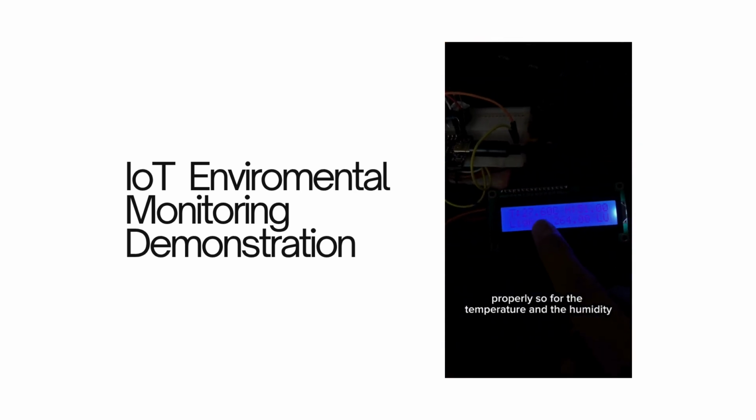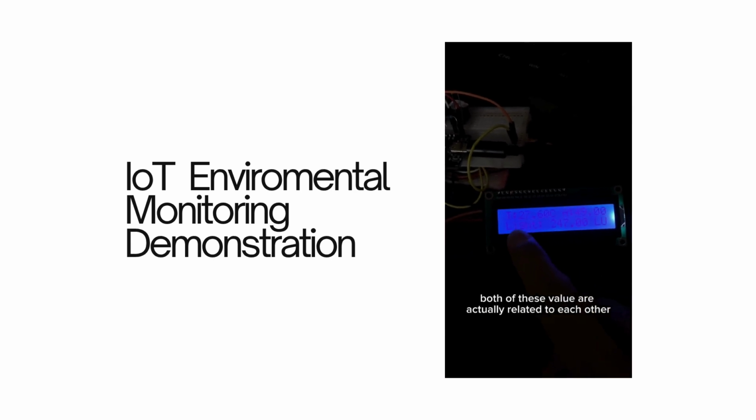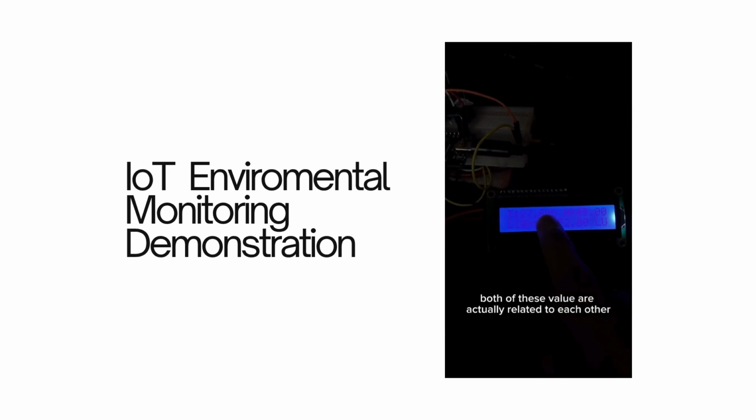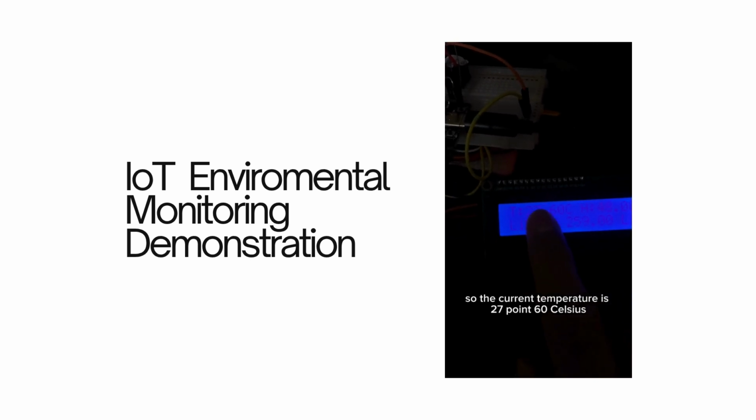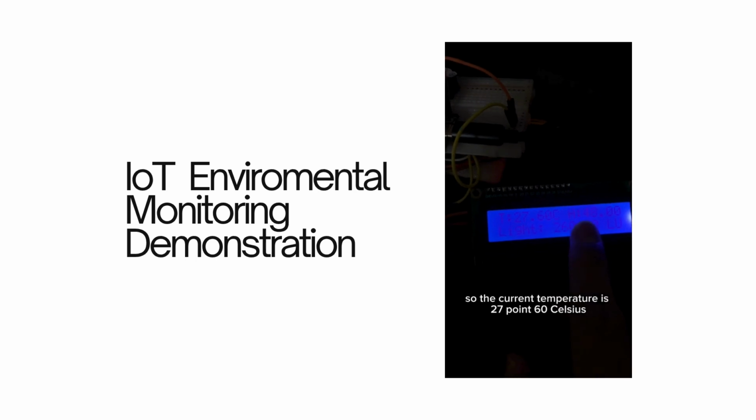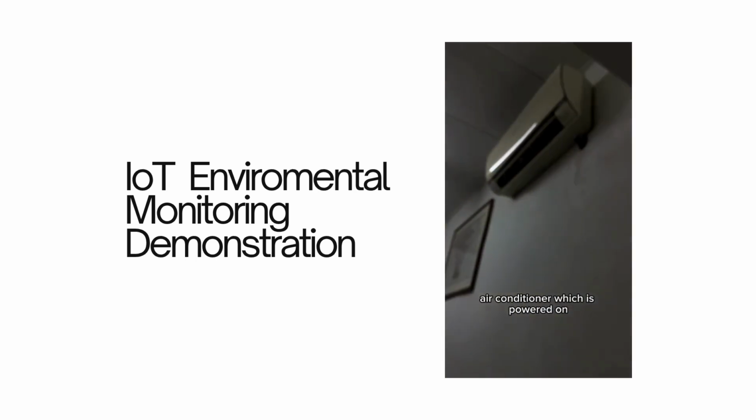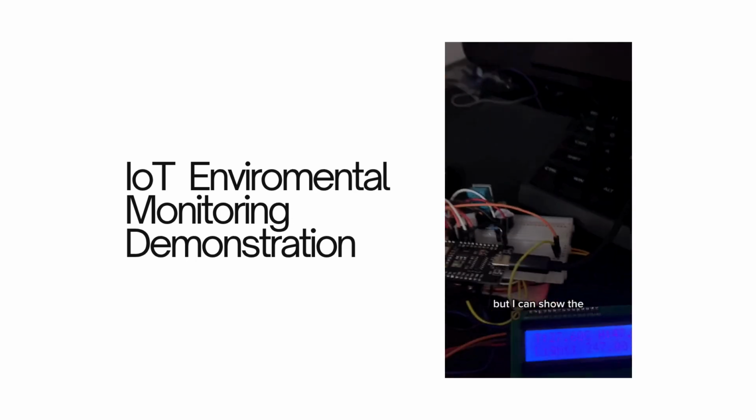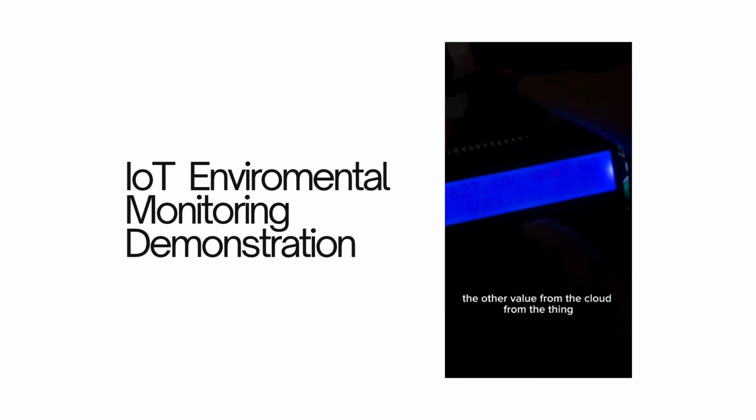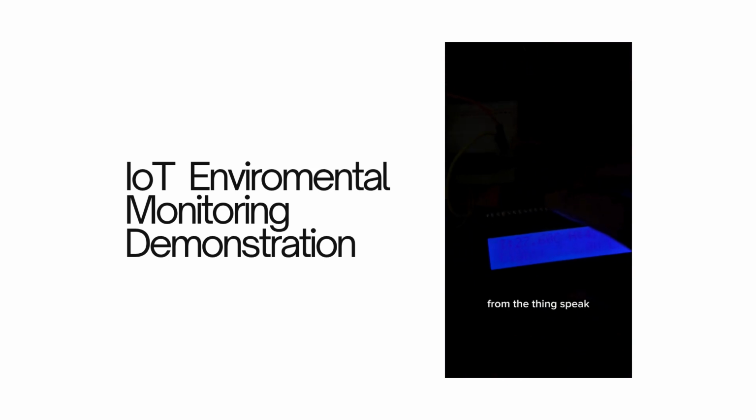For the temperature and the humidity, both of these values are related to each other. The current temperature is 27.60 Celsius and the humidity is 48. This is due to my air conditioner, which is powered on. But I can show the other values from the cloud, from ThingSpeak.